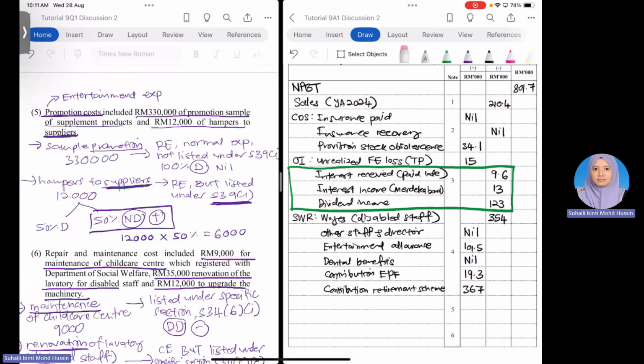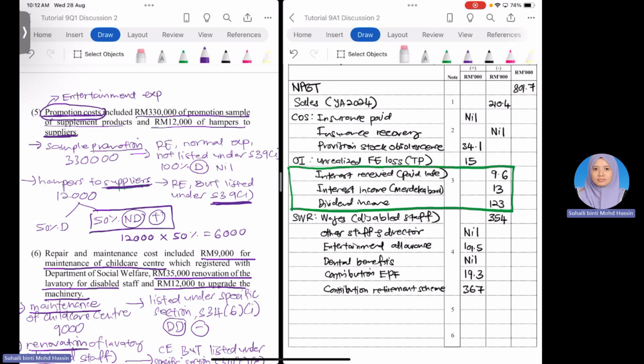Okay, right? 330,000 ringgit for promoting samples of supplementary product. Another one is 12,000 ringgit of hampers to the suppliers. So promotion cost is part of the entertainment expenses. So entertainment expenses, as mentioned before, are revenue expenditure. But you have to check whether this type of entertainment expenses is listed or not under prohibited deduction section 39 subsection 1. If not listed, then 100% allowed for the deduction.